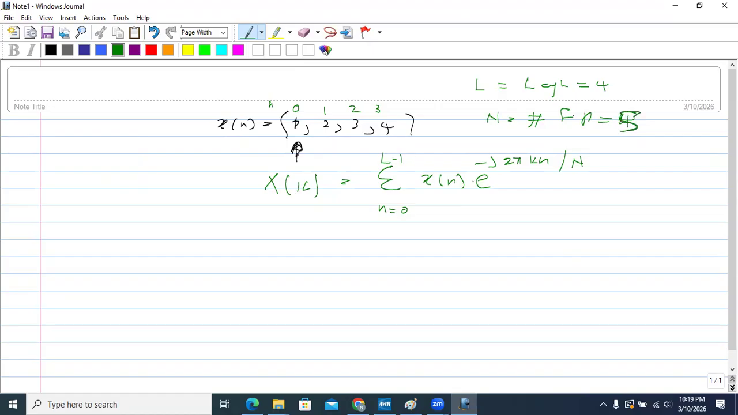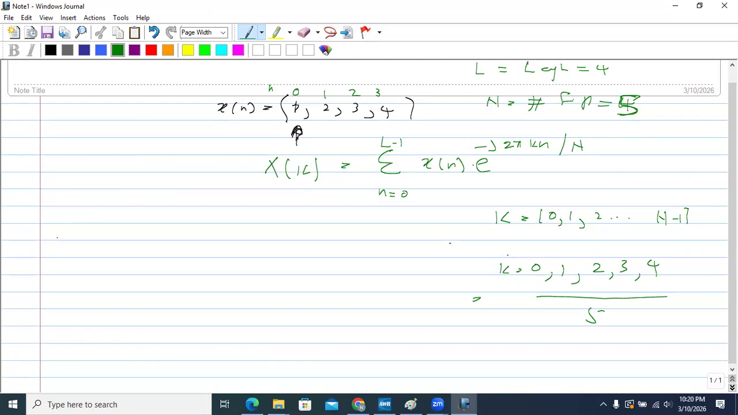Now N is 5. So the value of k will be 0, 1, 2, and so on up to N minus 1. So N minus 1 means 4. So k will be 0, 1, 2, 3, 4. So you need to find 5 frequency samples.